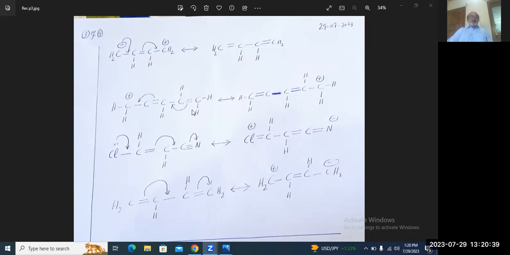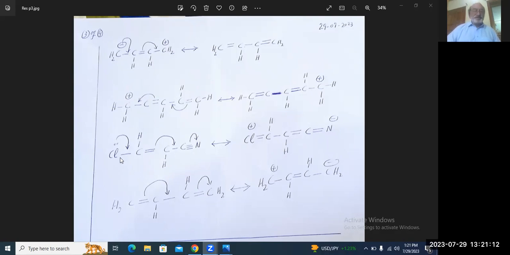Similarly, we have the conjugated system: double bond, single bond, double bond, single bond, and this double bond is in conjugation with the deficiency of electrons. So the resonance can happen like this. The double bond shifts here, then this pi bond shifts here, and we will get the structure like that.